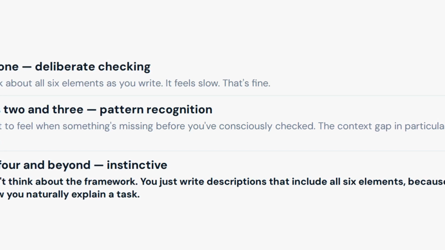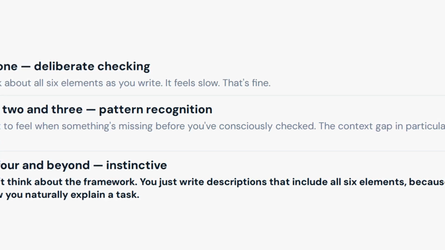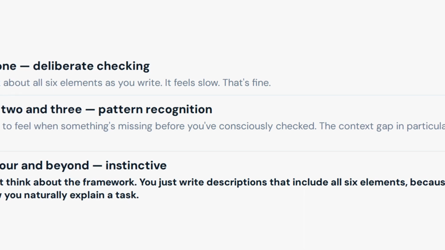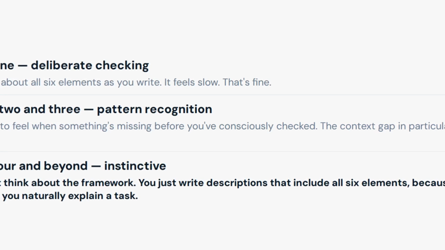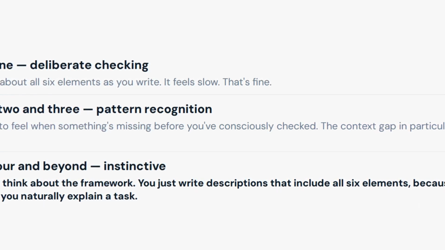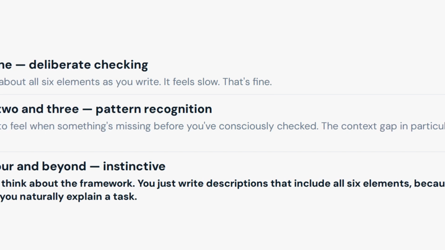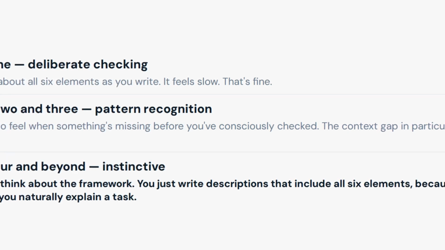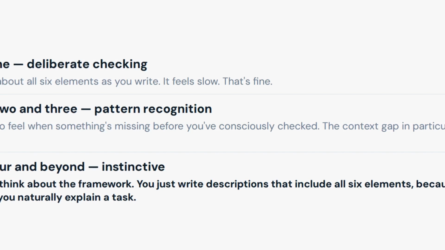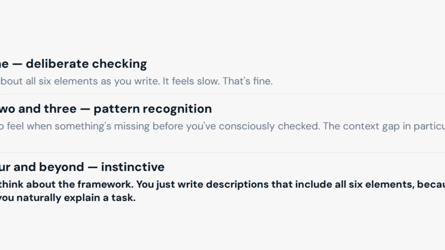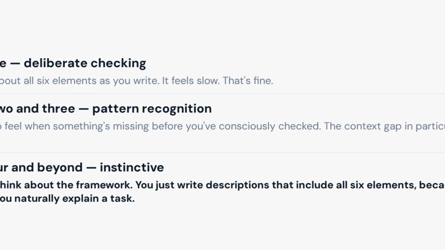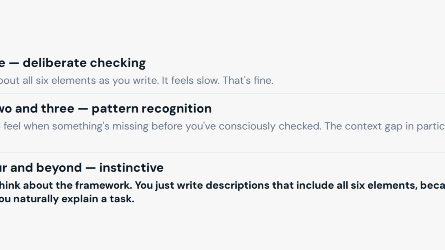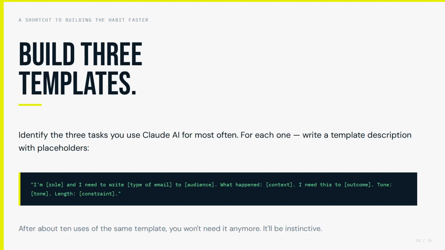By week 4 and beyond, you don't think about the framework at all. You just write descriptions that happen to include all 6 elements, because that's now how you naturally explain a task. The same way an experienced journalist naturally writes a strong lead paragraph without thinking about the who, what, where, when, why checklist they learned early in their career. This isn't something you have to work hard at. It comes from repetition. Use Claude AI on real tasks every day for a few weeks, and the habit builds itself.